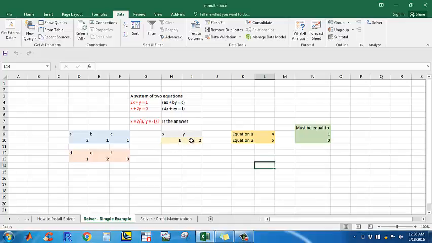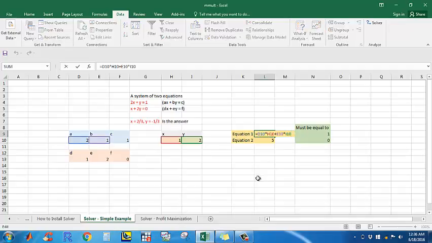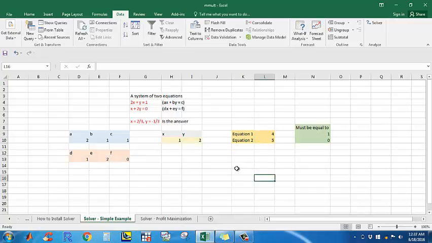We choose initial values for x and y, and we calculate equation 1 as ax plus by and equation 2 as dx plus ey. The idea of using the solver here is that we would use one of the equations as the objective and the other as the constraint. So without loss of generality, let's choose equation 1 as the objective and equation 2 as the constraint. As an exercise, you can consider equation 2 as the objective and equation 1 as the constraint, and you should be getting the same answer.